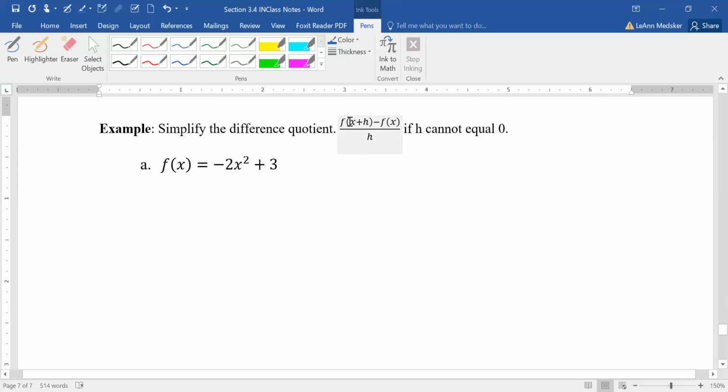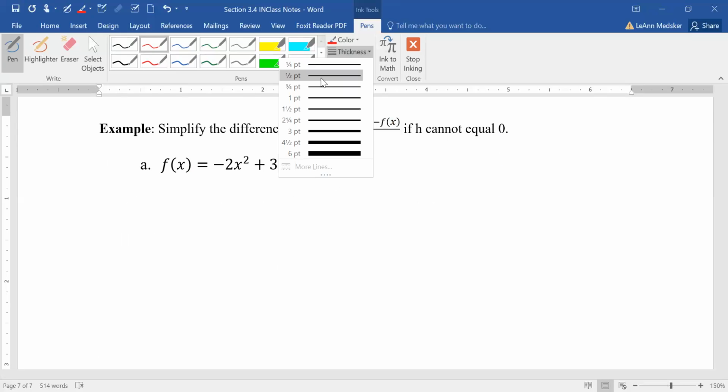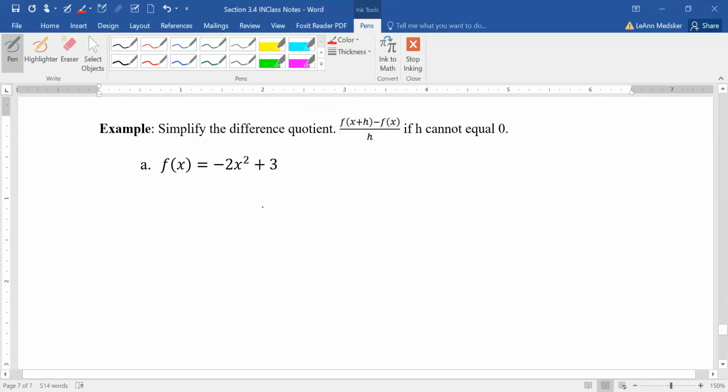They won't always use A in the formula. Sometimes they'll use X. So notice this is the same formula, but they use X plus H and X instead of A plus H and A. Same idea, just different letters. So we're going to use this to evaluate the two functions on top. That's how I usually approach it. And then we're going to put it into our fraction and put it over H and reduce it.